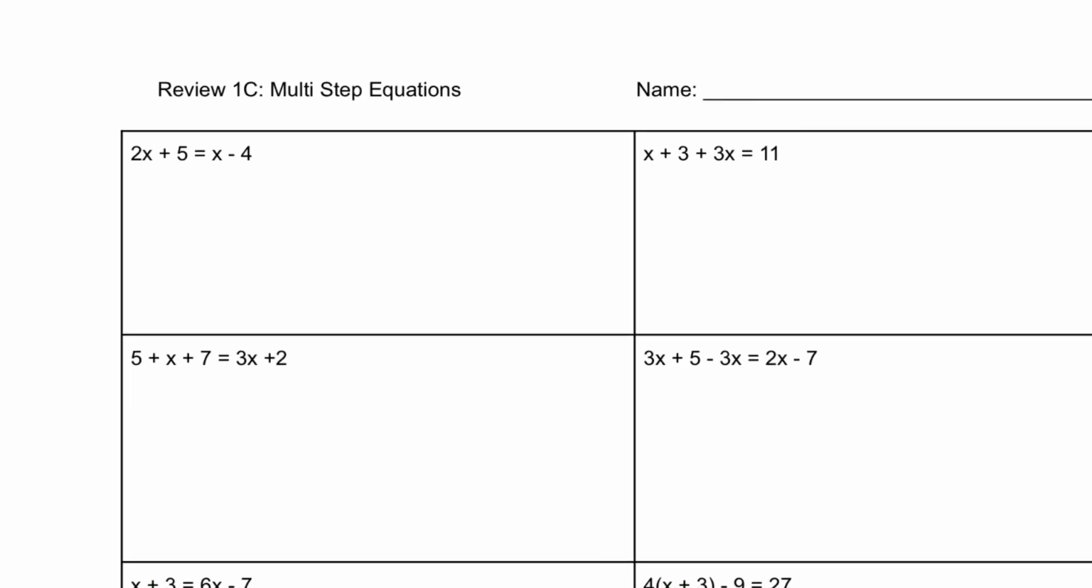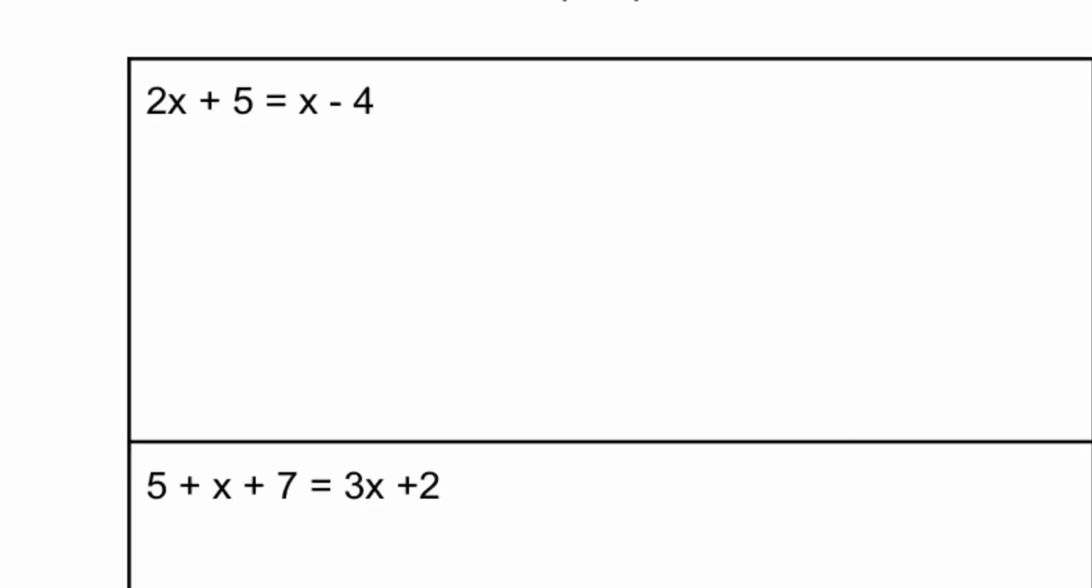This is a review for multi-step equations. One thing that can happen is that you'll see x on both sides of the equal sign. You can't solve it until you address that, so you have to cancel one of them out. What does that look like?